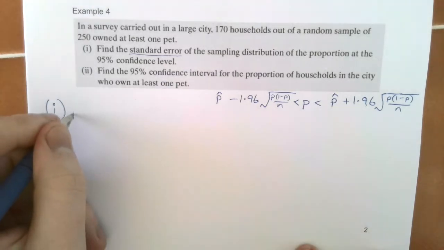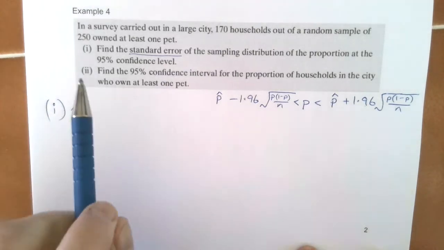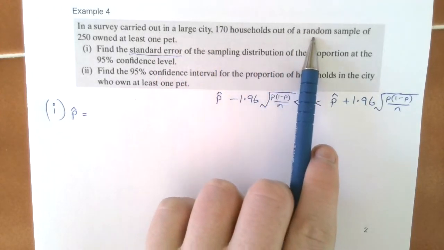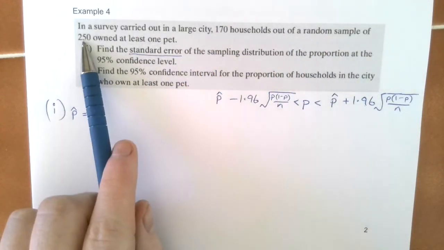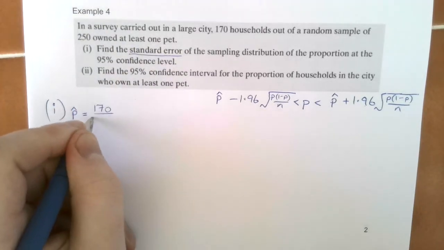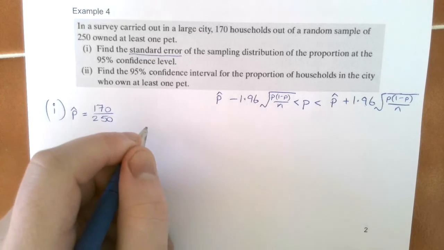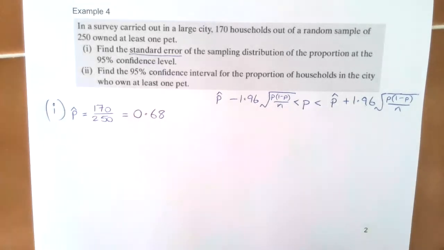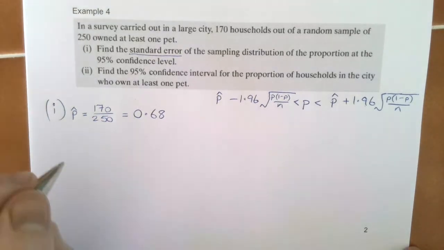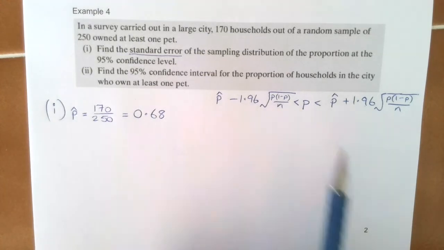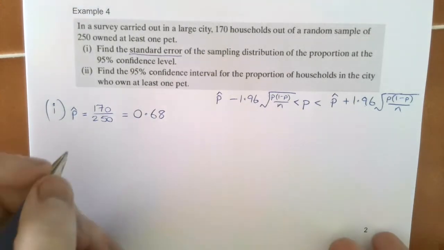First thing we need to find is what is the actual sample proportion. It says in a survey carried out in a large city, 170 households out of a random number sampled, 250, owned at least one pet. So it's going to be 170 over 250, which we put in the calculator and is equal to 0.68. Now to calculate the actual standard error itself, we're going to use the sample proportion instead of the actual proportion itself, since we can't actually find that out.